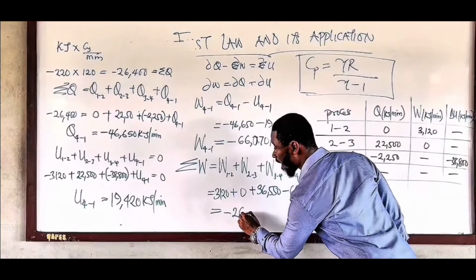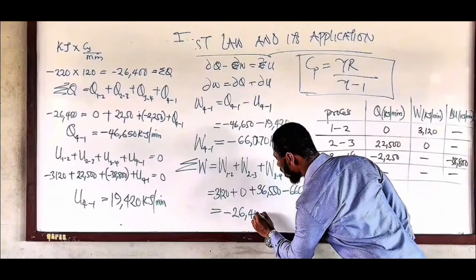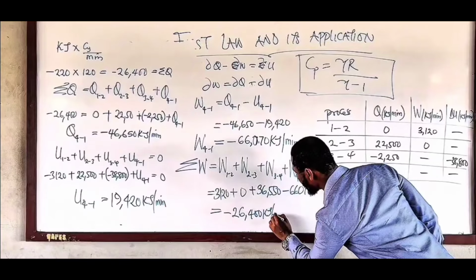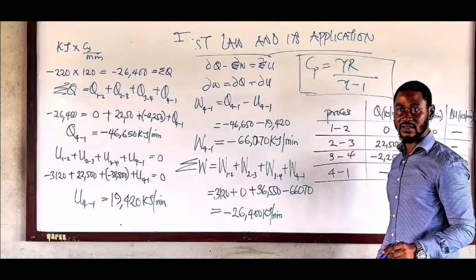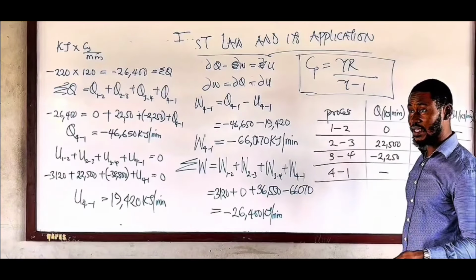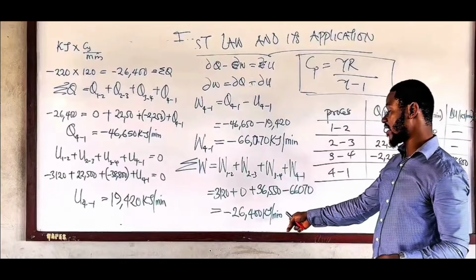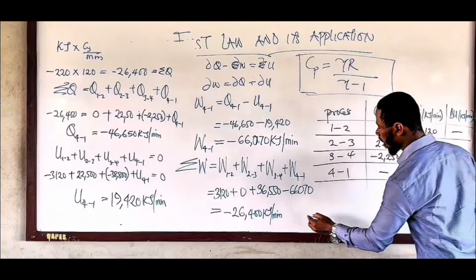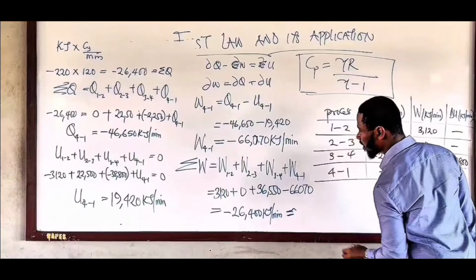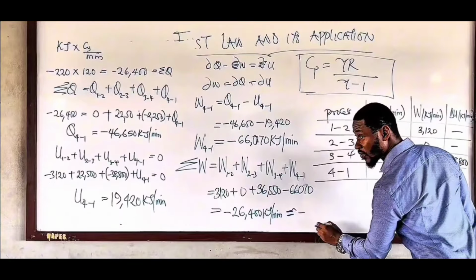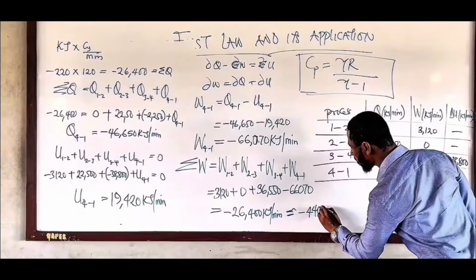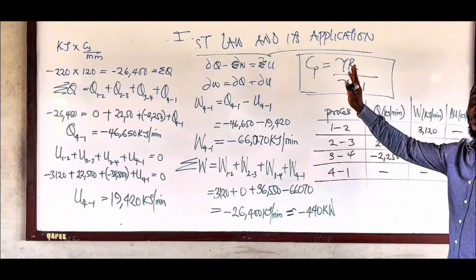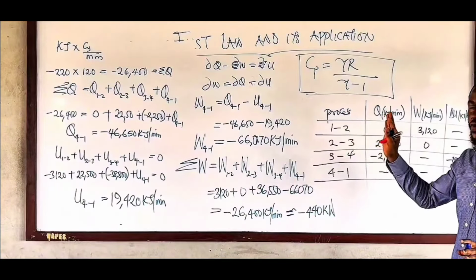So when you do your calculation, minus 26,400. What is the unit? Kilojoule per minute. You can also take it to kilowatts, yes or no? So in essence, you divide it by 60. When you divide through by 60, you have minus 440 kilowatts. So go back to the equation and insert all the values that you have calculated so far.